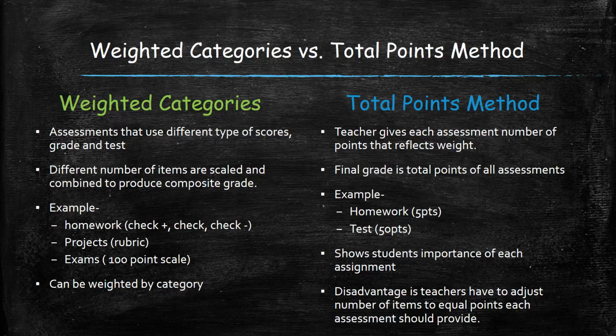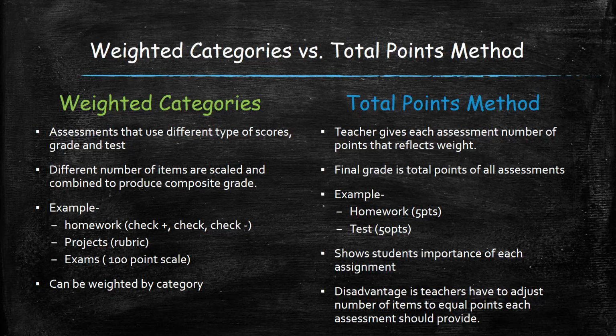Weighted categories versus total points method. Weighted categories: assessments that use different types of scores, grades, and tests. Different numbers of items are scaled and combined to produce composite grades. Example: homework is graded on a check plus, check, or check minus basis. Projects are graded with rubrics. Exams are graded on a 100-point scale. These can be weighted by category.